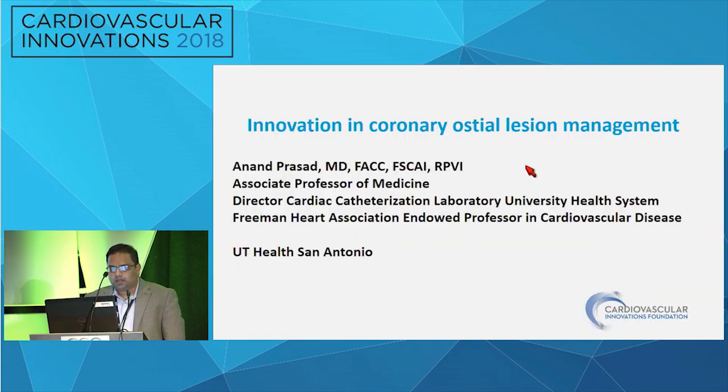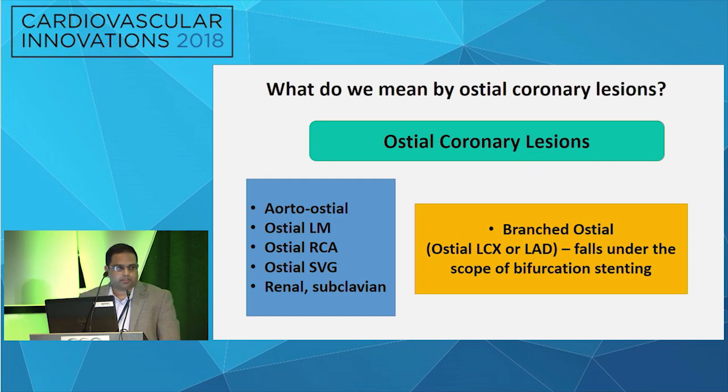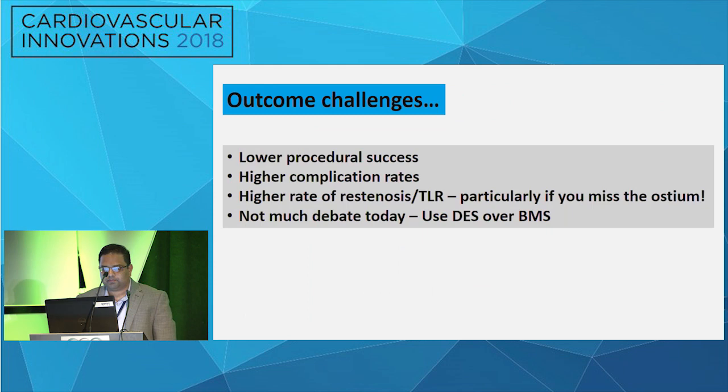All right, so what do we mean by ostial coronary lesions? Essentially, we're talking about either aorto-ostial or branch ostial lesions, ostial left main, right vein graft. The principles that we learn from dealing with these lesions we can apply to renals, subclavians, other peripheral vessels. In branch ostials, really the ostial left circumflex or LAD falls under the scope of bifurcation stenting, a lot of which you've already seen today.